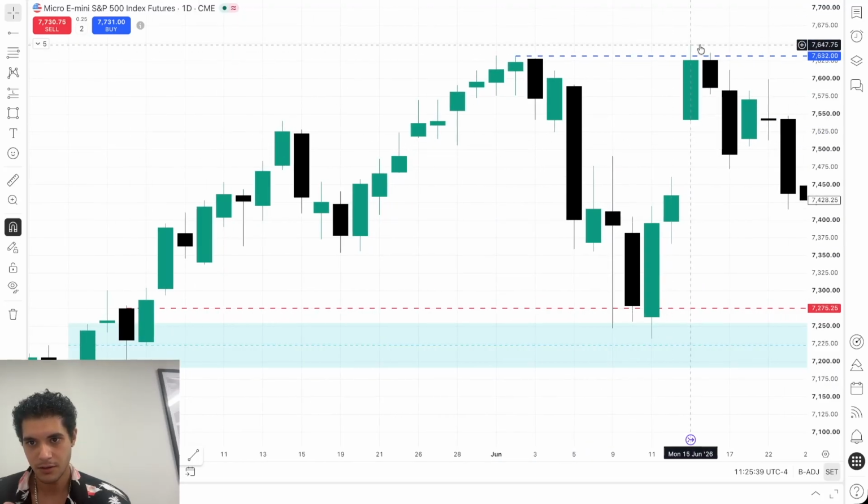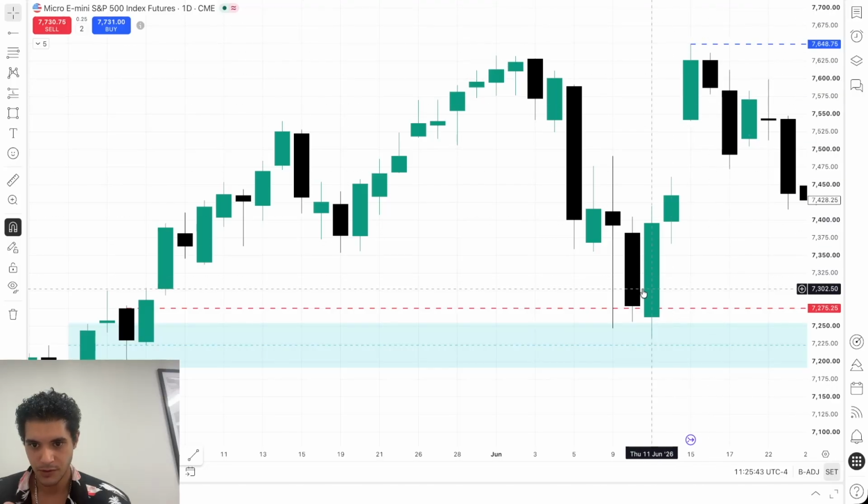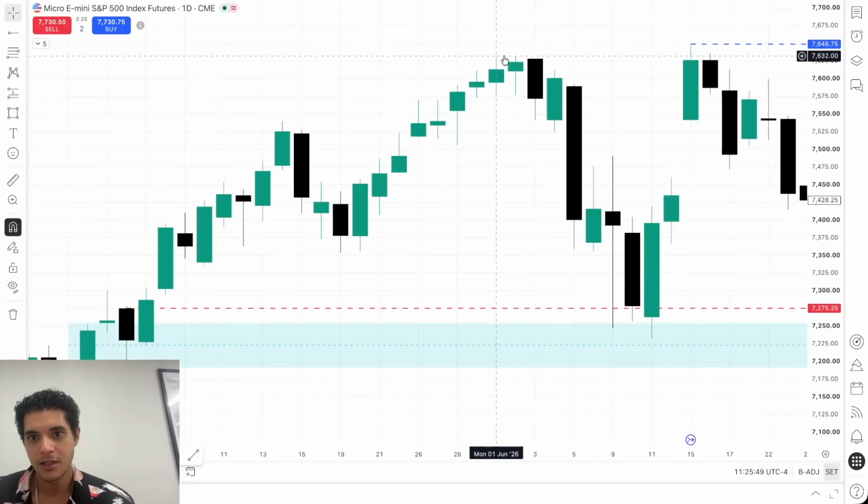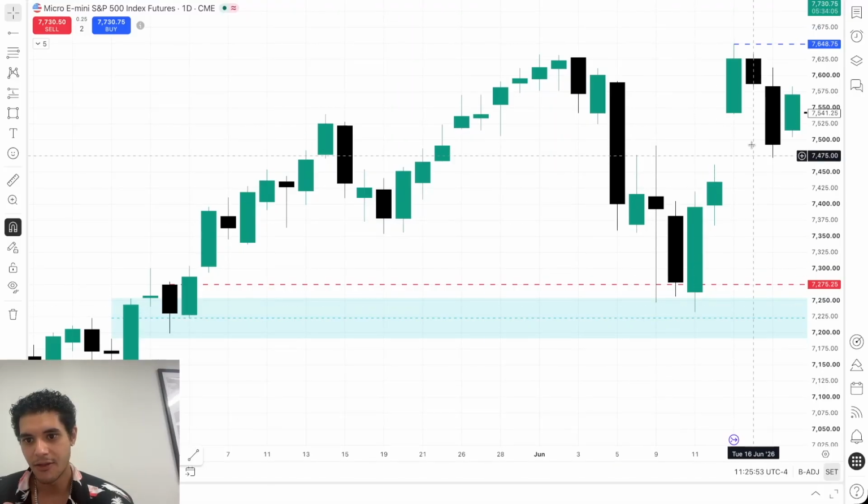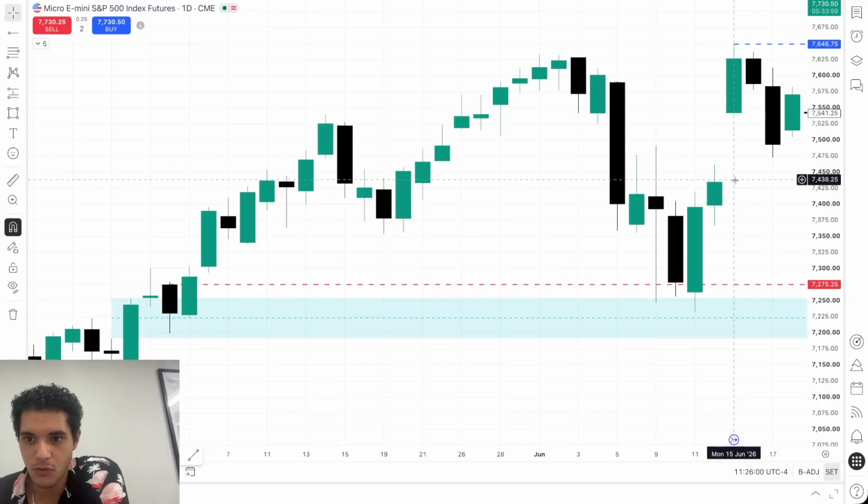Okay, just barely. But since this high didn't really get taken out on a closing basis, at this price you can expect price to come into this range for one.